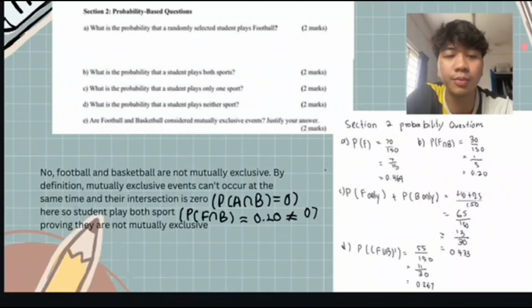For B, the probability that a student plays both sports, we look at the intersection of both sets. We have 30 students. For C, the probability that a student plays only one sport, here we sum up the students who play football only and basketball only.